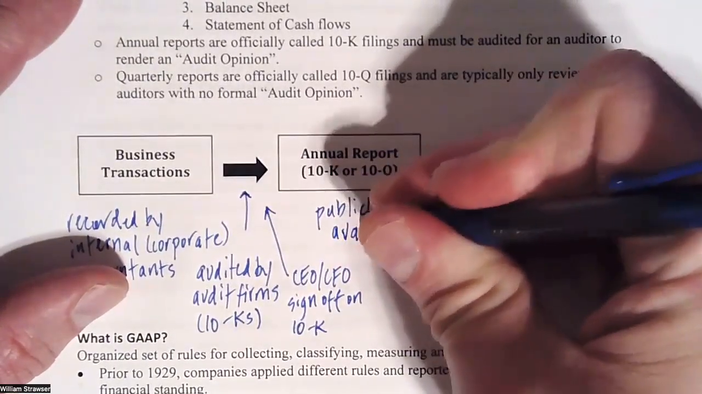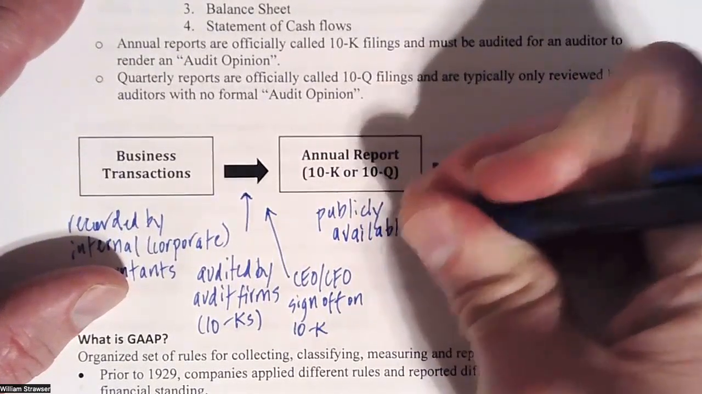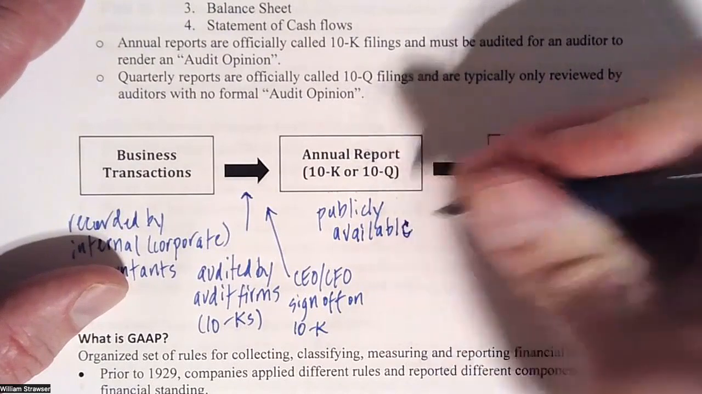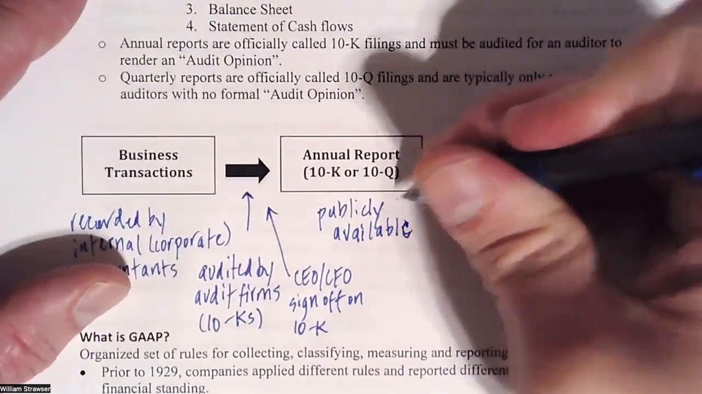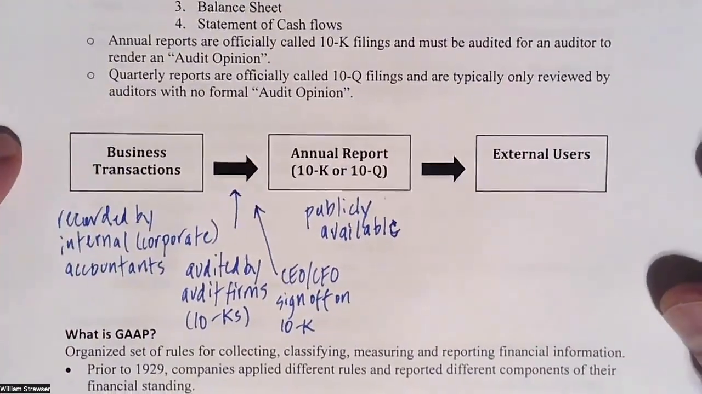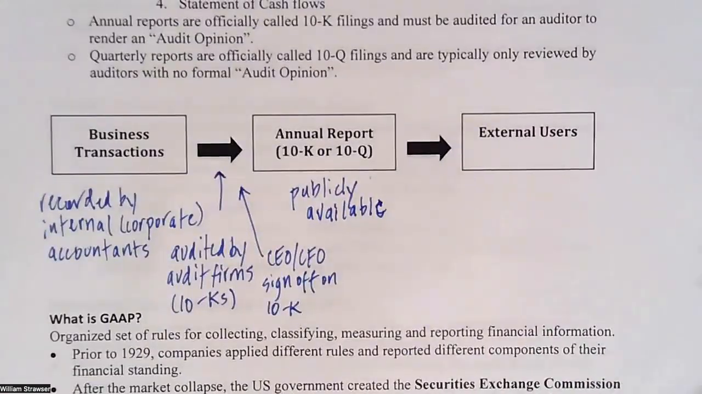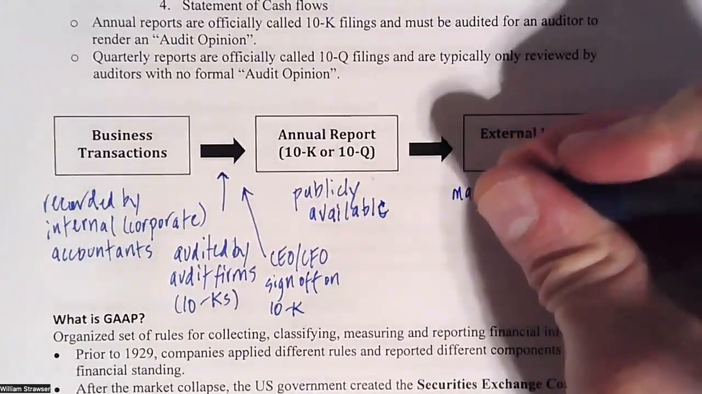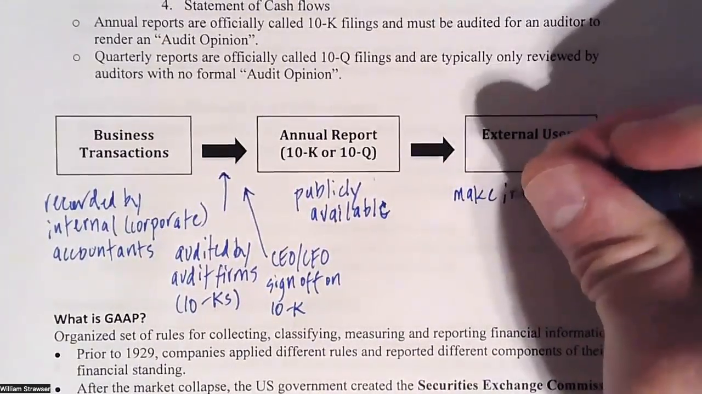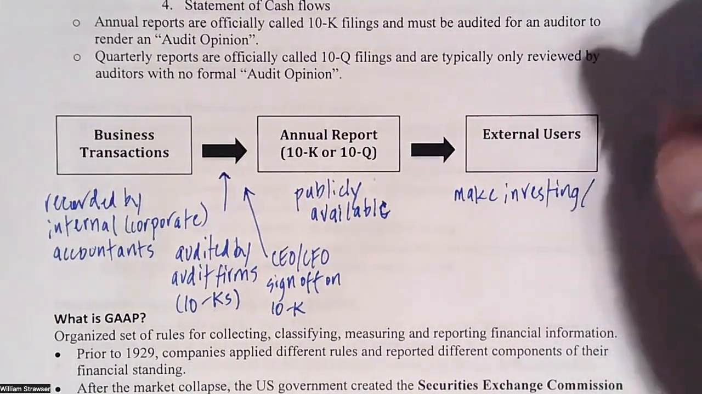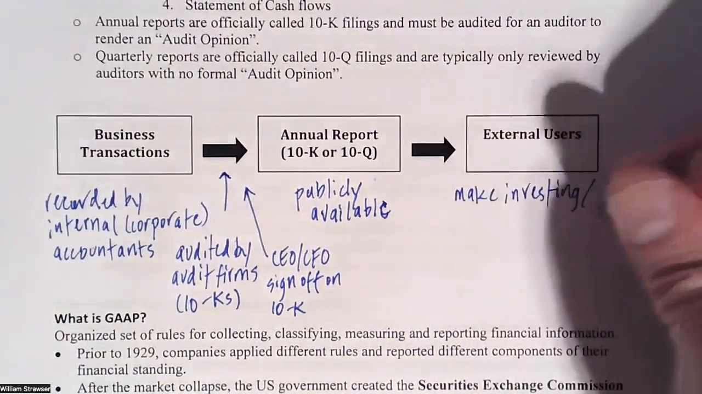We will look at Edgar and pull up some reports to show you how easy it is. But now we have the ability of outsiders to look through the annual reports after they've been submitted to the SEC. And that's when the external users are able to make investing decisions with these reports, or perhaps even loan.